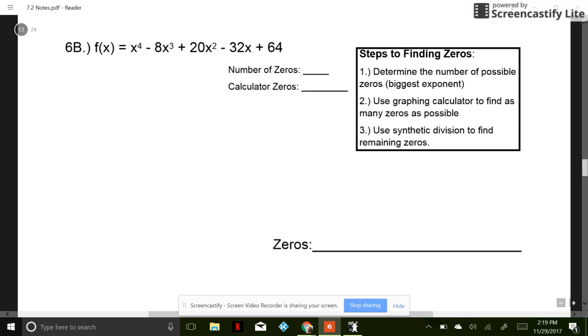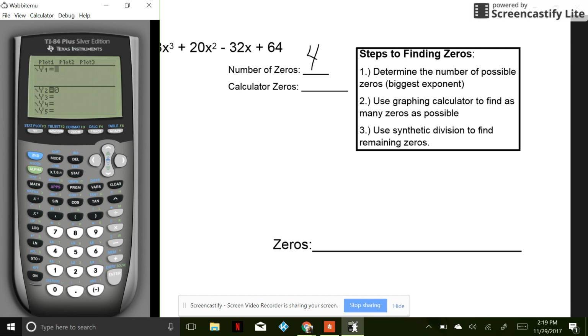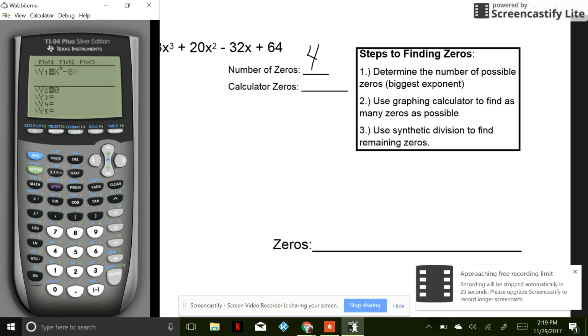All right, number of zeros. We're going to have 4 zeros. That's the highest power. Let's go ahead and punch this into our calculator, see what we get. We have x to the 4th minus 8x cubed plus 20x squared minus 32x plus 64. So come back for the next video and see what happens when we graph it.